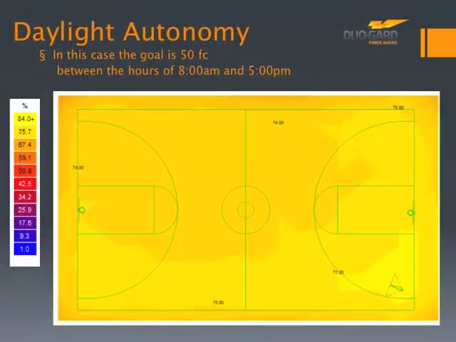So daylight autonomy is another way we look at daylight. Daylight autonomy is goal-based, which means for a certain lighting level, say 50-foot candles in this case, between the hours of 8 a.m. and 5 p.m., you can expect to reach the goal what percent of the time. In this case, it's about 75%. And you can see that from the grid below.